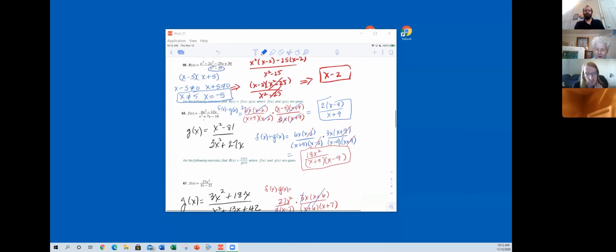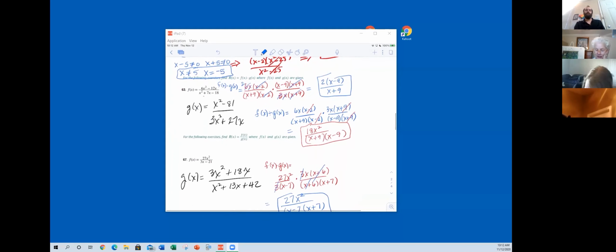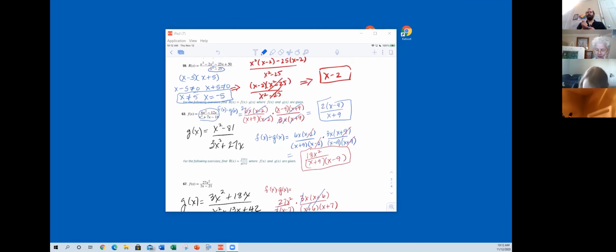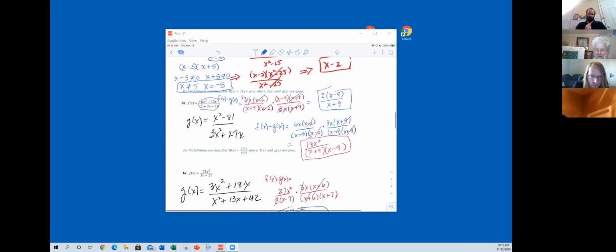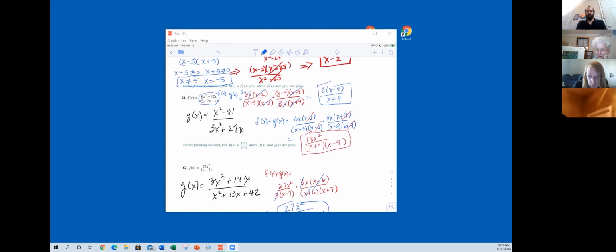63, they're asking you to multiply and divide those functions. So when you multiply, it's just the f of x straight times the g of x. Factored, you just cancel everything out. And I got 2 times x minus 9 over x plus 9. And then when you divide, you take the f of x and multiply it times the reciprocal of the g of x. So the reciprocal would just be, just flip over the g of x. And then again, just start canceling terms, and you get 18x squared times x plus 9 times x minus 9.